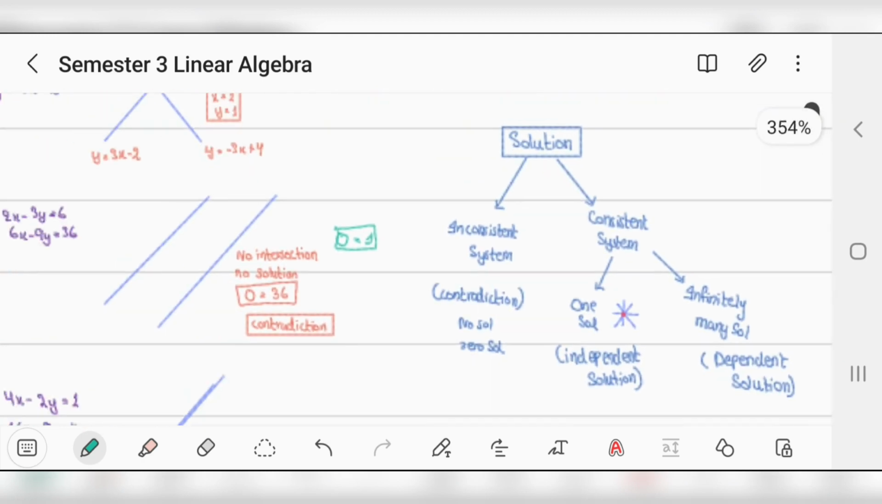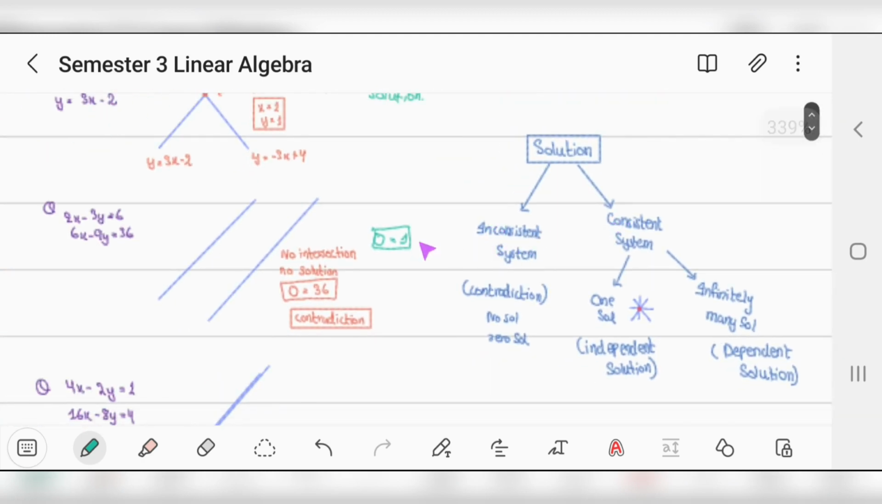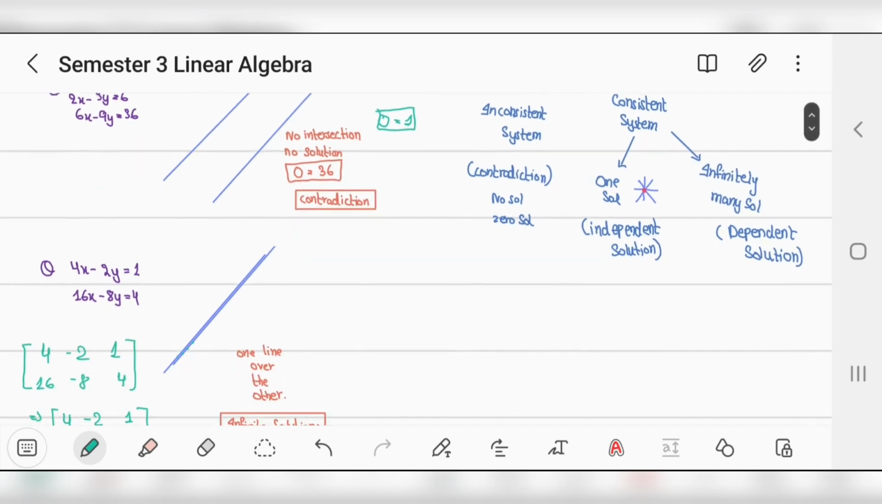So there are two types of systems: inconsistent and consistent. Inconsistent is when we have a contradiction, meaning no solution. Consistent means we have two types: either one unique solution, or infinitely many solutions. One solution is the independent solution and dependent solution.